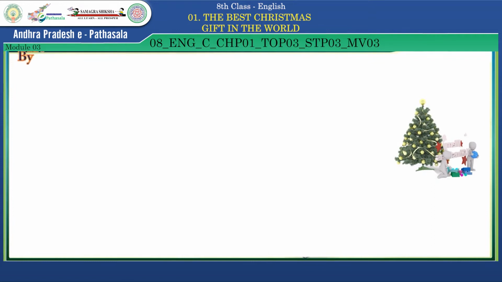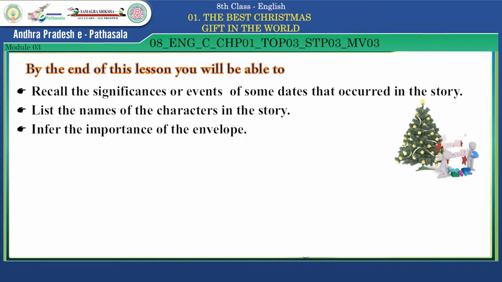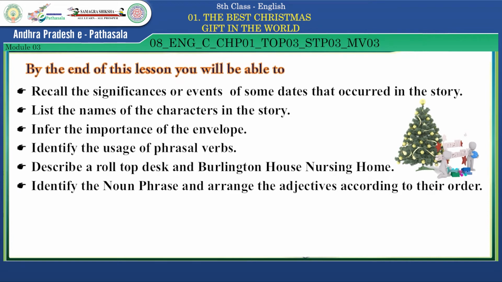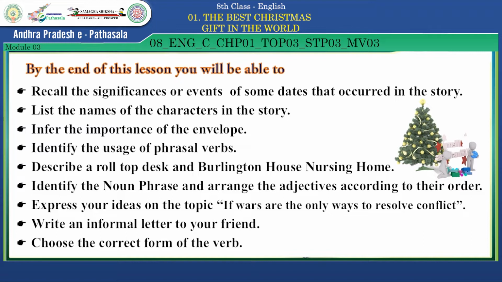Learning outcomes. By the end of this lesson, you will be able to recall the significances or events of some dates that occurred in the story, list the names of the characters in the story, infer the importance of the envelope, identify the uses of phrasal verbs, describe a roll-top desk and Burlington House nursing home, identify the noun phrase and arrange the adjectives according to their order, express your ideas on the topic if wars are the only ways to resolve conflict, write an informal letter to your friend, choose the correct form of the verb.